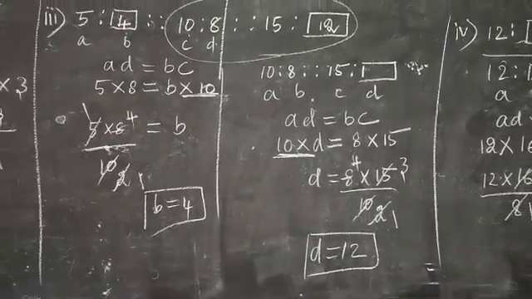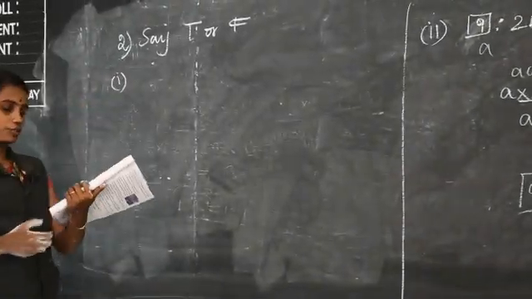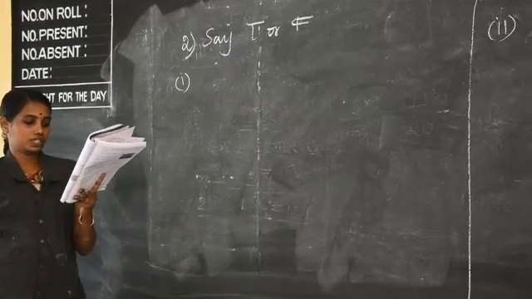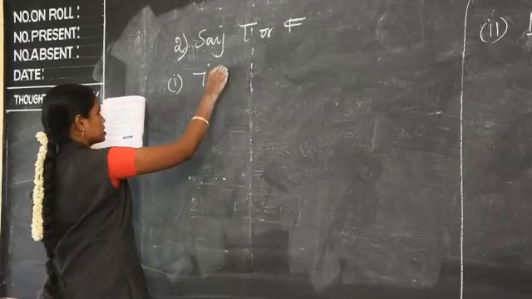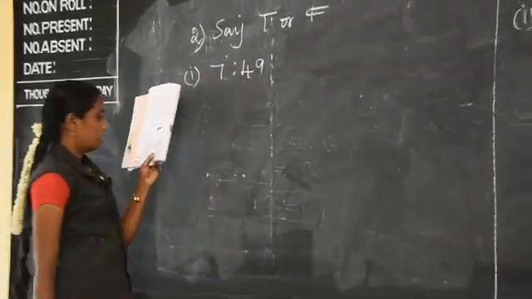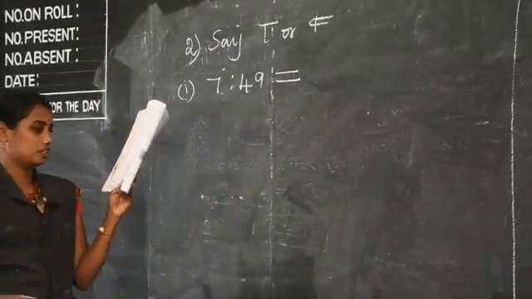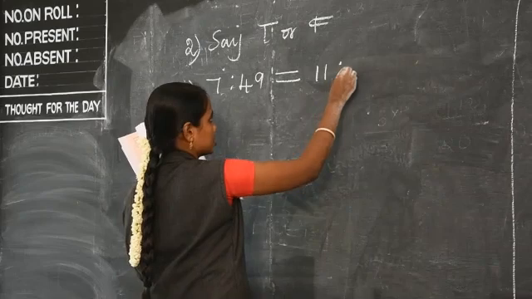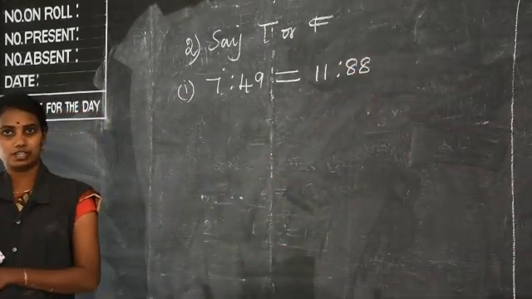Say true or false. Option 1. Listen to me the question. 7 persons is to 49 persons. 7 is to 49 as, 'as' means the equal symbol, 11 kg is to 88 kg. So 11 is to 88. Okay, is it true or false, we are going to find out.